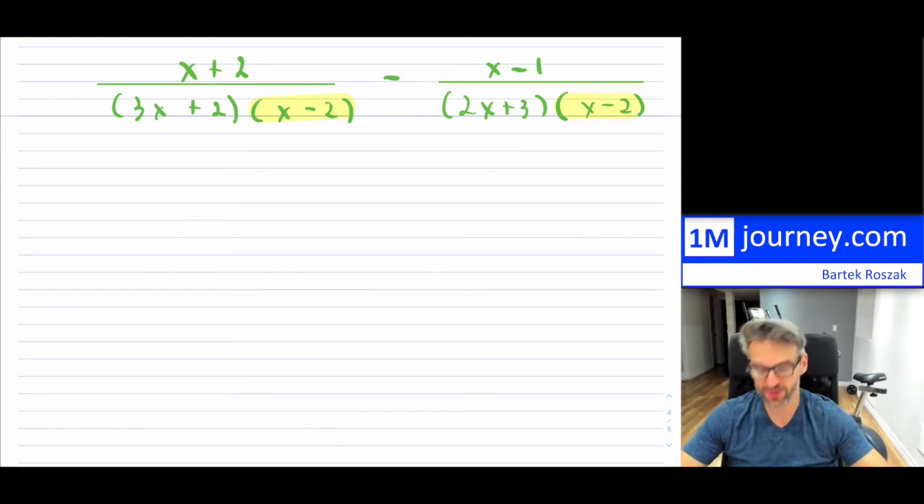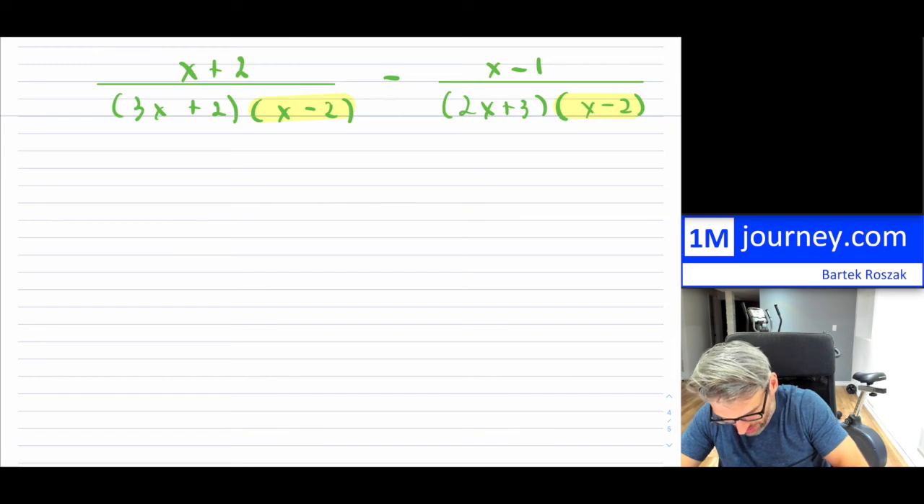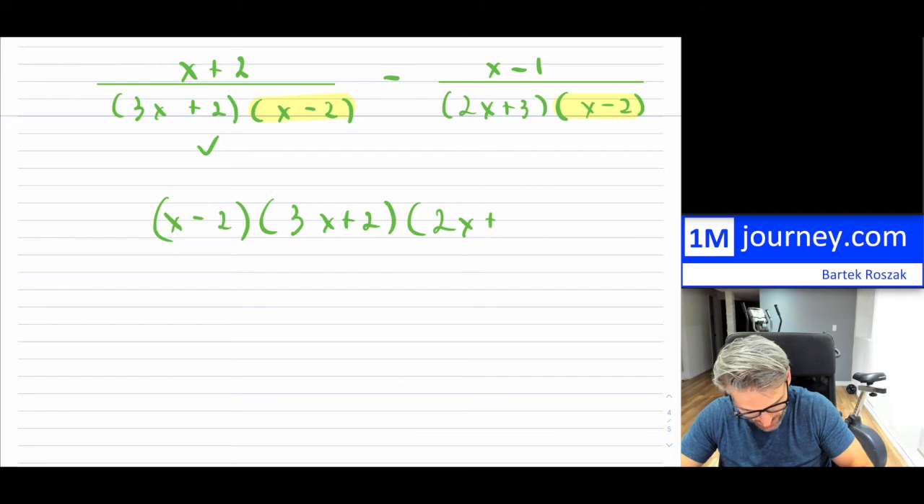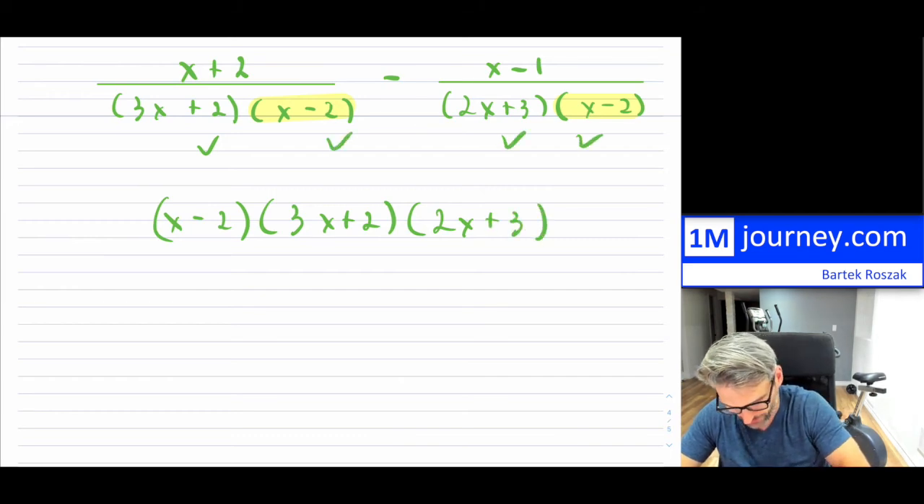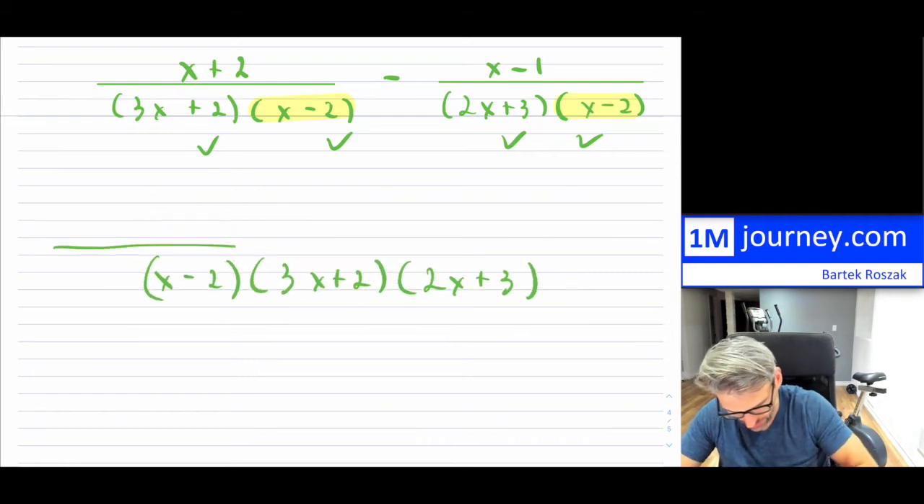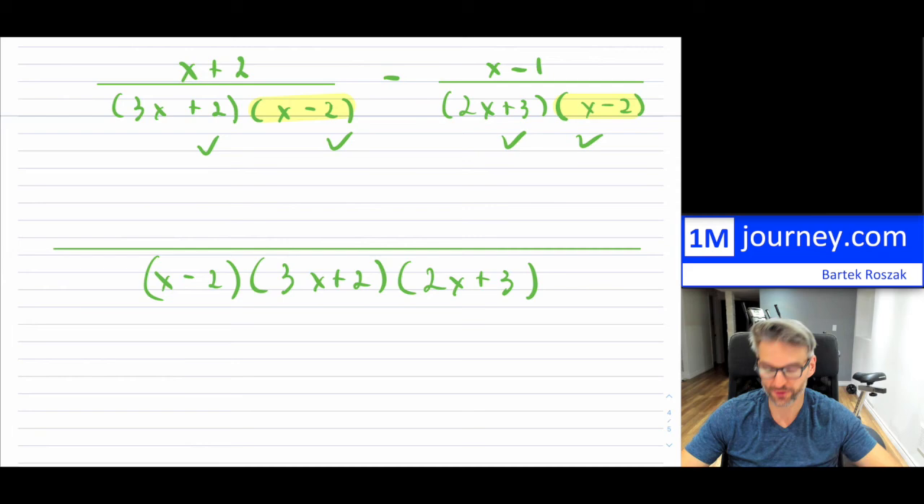That's what it is. So setting a lowest common denominator, I'm going to do that. And then set 3x plus 2, so that's this one. And then finally 2x plus 3, that's this one. So that covers all of them for me. So that's my denominator. And now I can go ahead and proceed with my numerator.